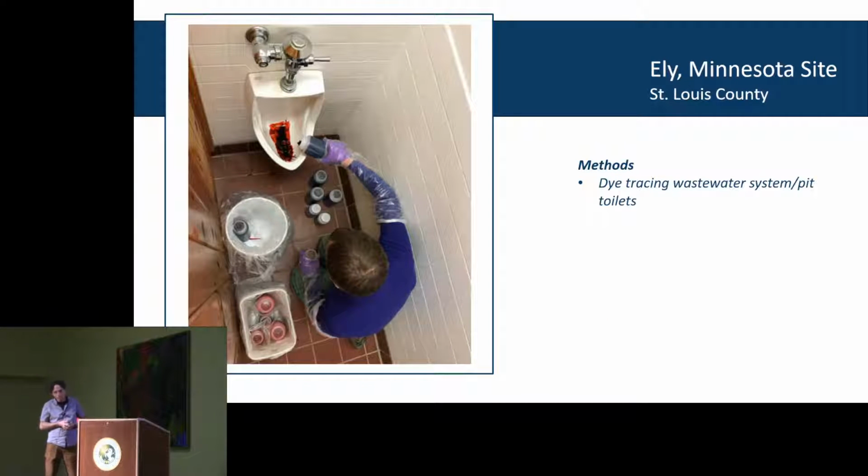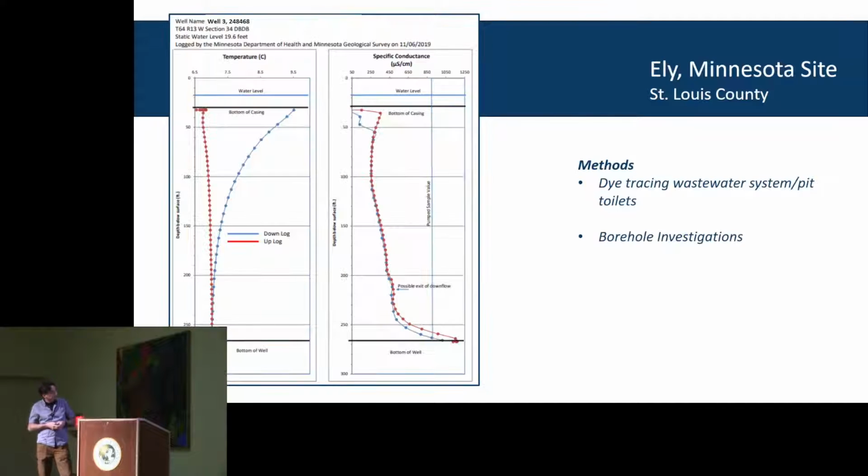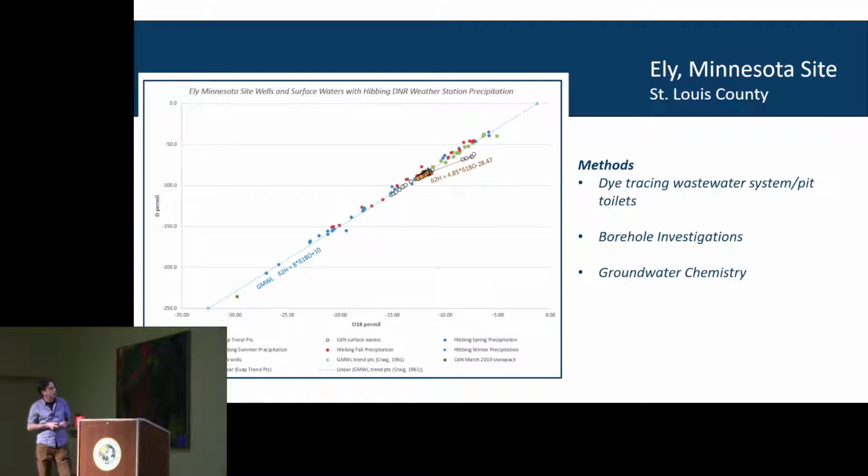So we came up with different approaches that we were going to do to help them. Part of it was dye tracing their wastewater lines, so we did some of that. They've got on-site septic systems. The Geological Survey helped the MDH with a number of borehole investigations. We did a fair amount of groundwater chemistry, so that includes a number of wells at the site, lakes in the neighborhood, and then all this is precip data from the Hibbing weather station that the DNR runs. And so we utilized that data.